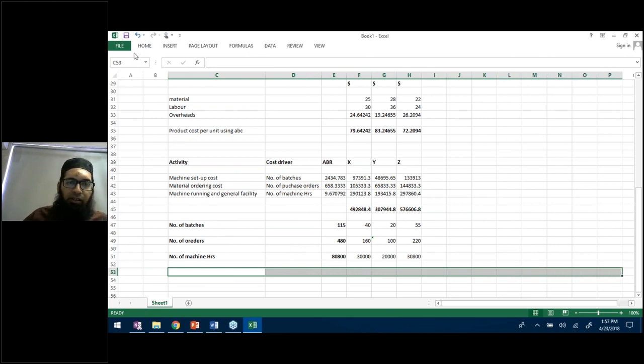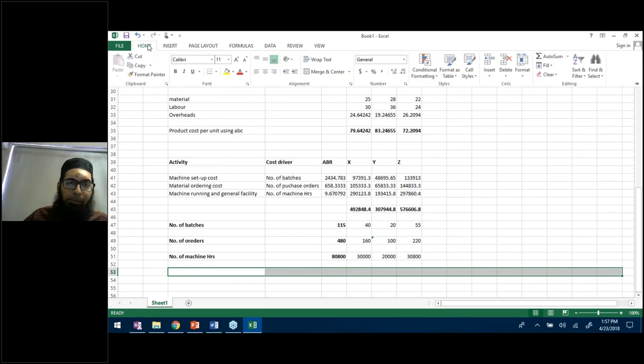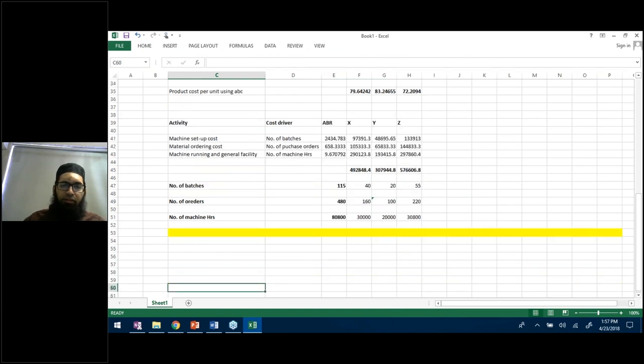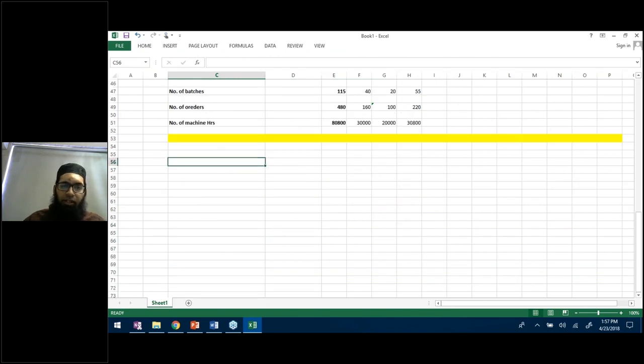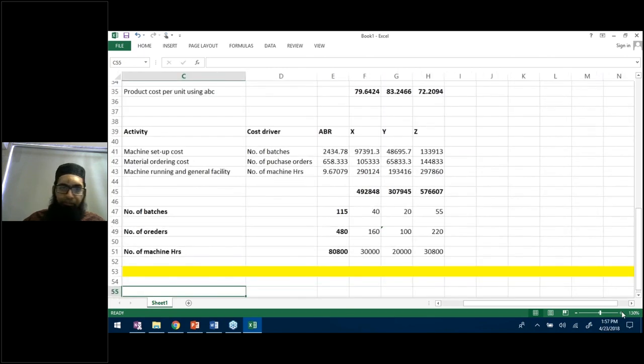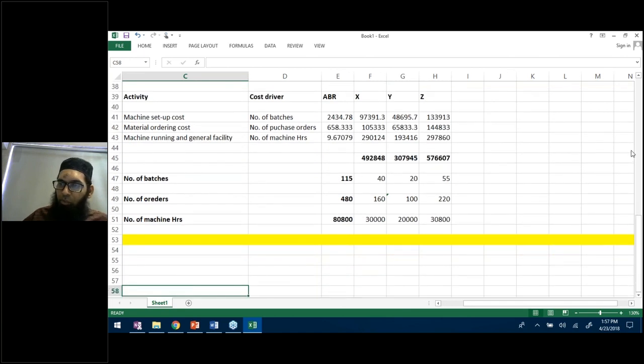Let me have a completely different section, like this. And now we will be solving the throughput question. That's question number 2.